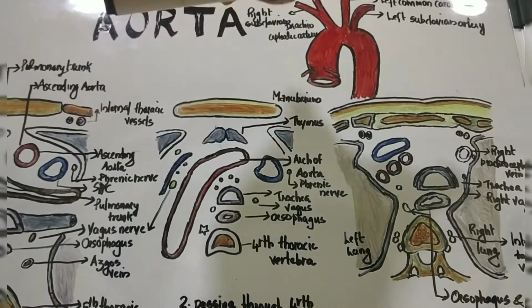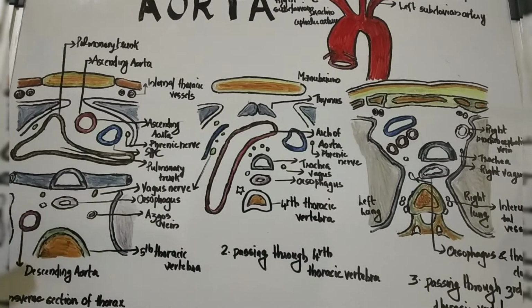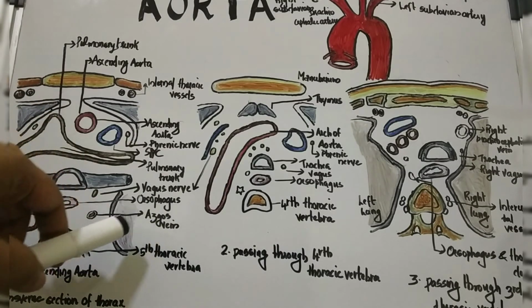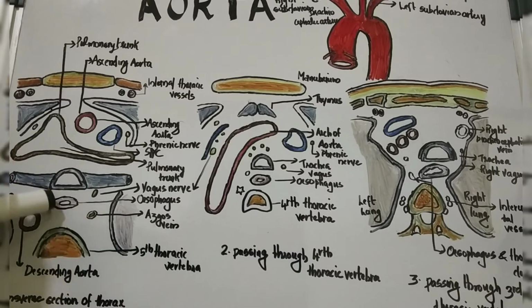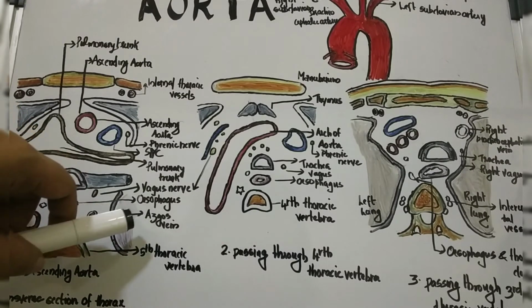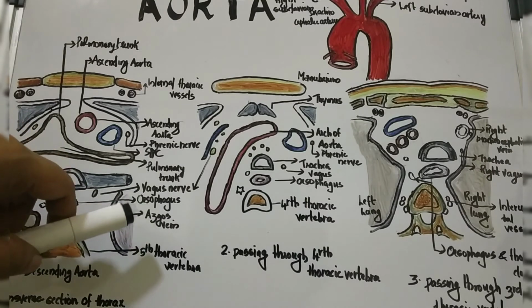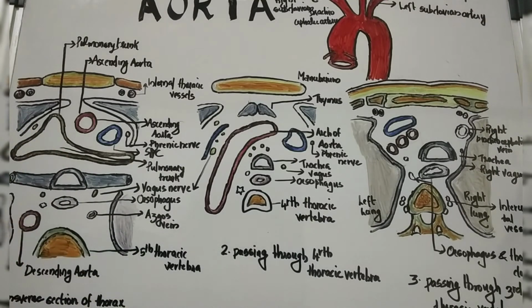Now we will discuss the relations of the descending aorta. Anteriorly, it is related to the root of the left lung, the pericardium and the heart. And in the lower part, it is related to the esophagus and the diaphragm. In this figure, you cannot see that. Posteriorly, it is related to the vertebral column and the hemiazygos vein. And to the right, it is related to the azygos vein, esophagus, right lung, right pleura, and the thoracic duct. And to the left, there is the left lung and the left pleura.